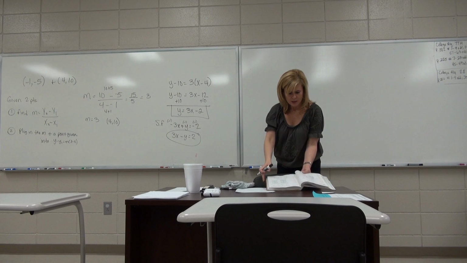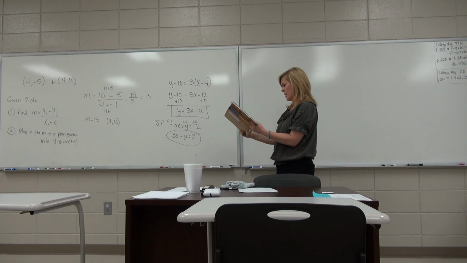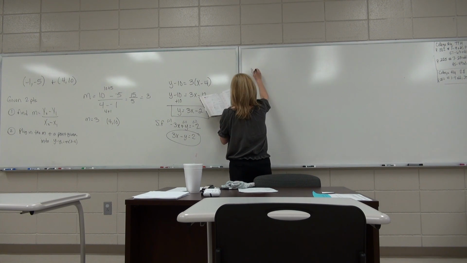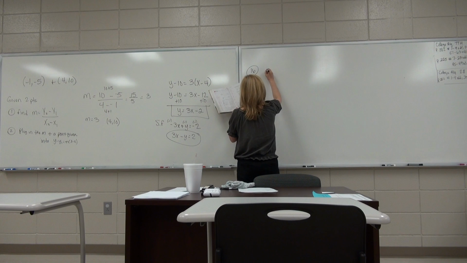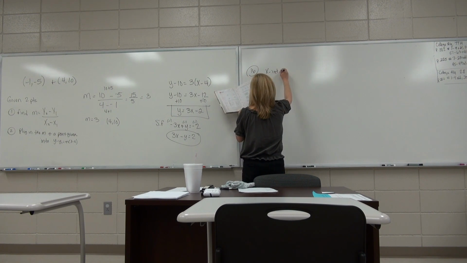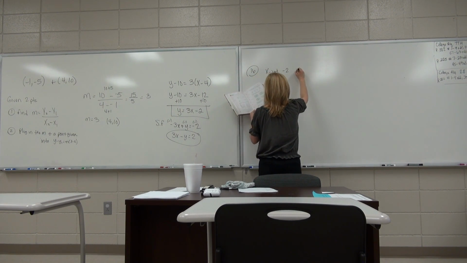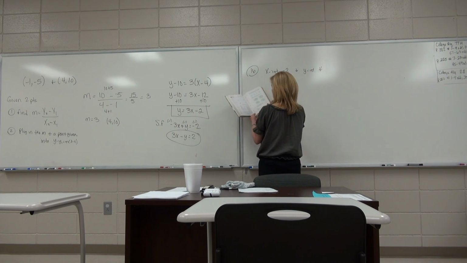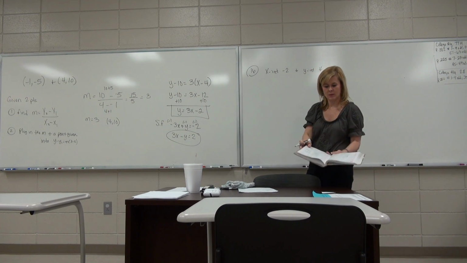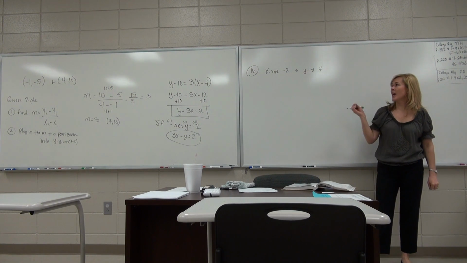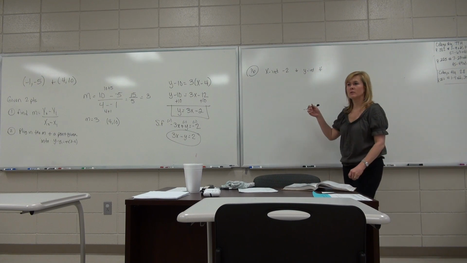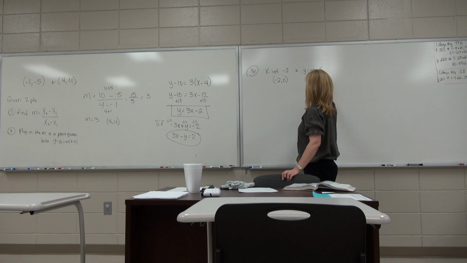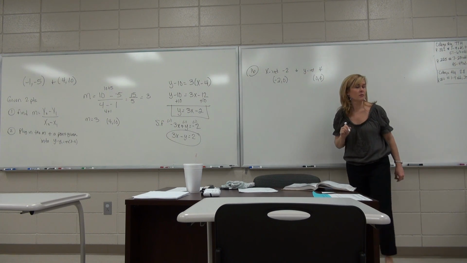Okay. Next, I want to look in your book at number 16. Number 16, you're told that you have an x-intercept of negative 2, and your y-intercept is 4. Well, how do you write a point if it's the x-intercept? That would be the point (-2, 0). The y-intercept is 4, so that's the point (0, 4).